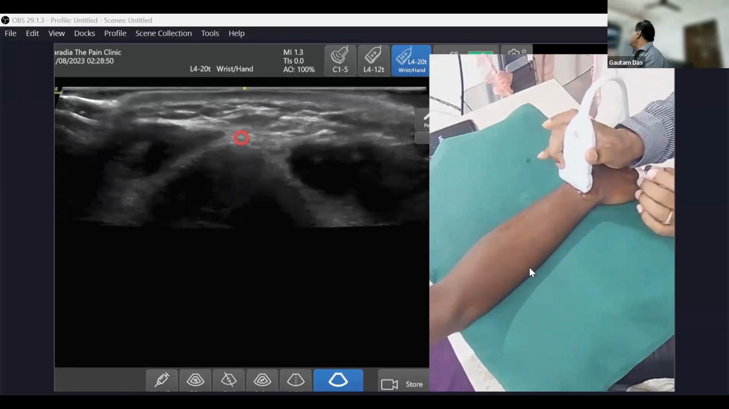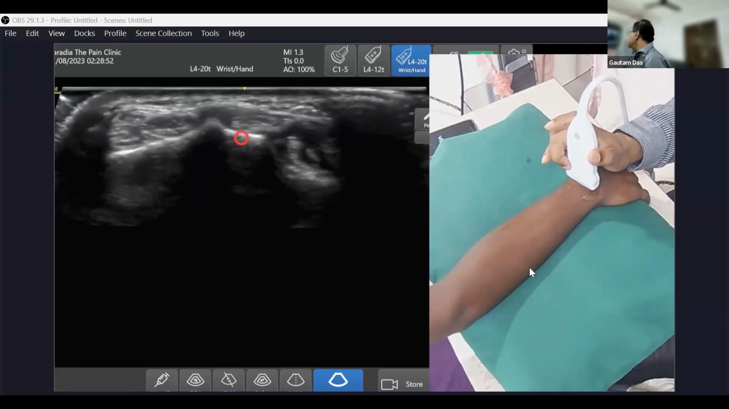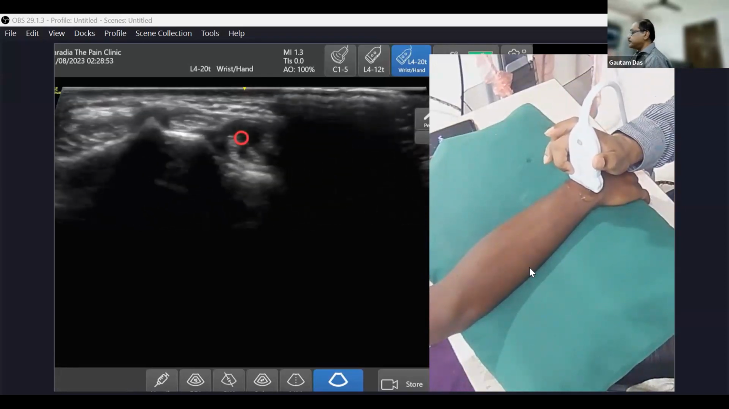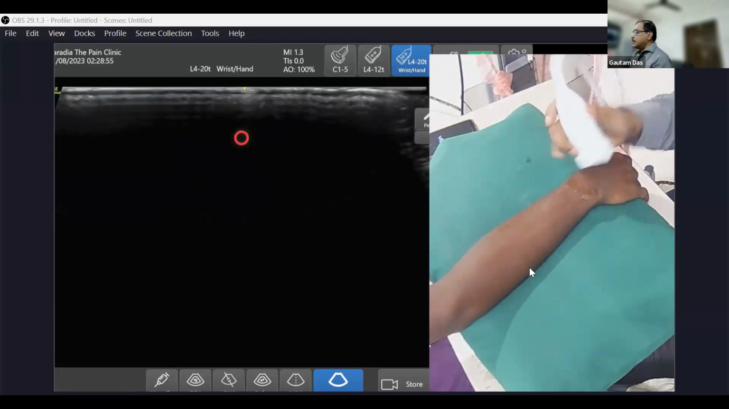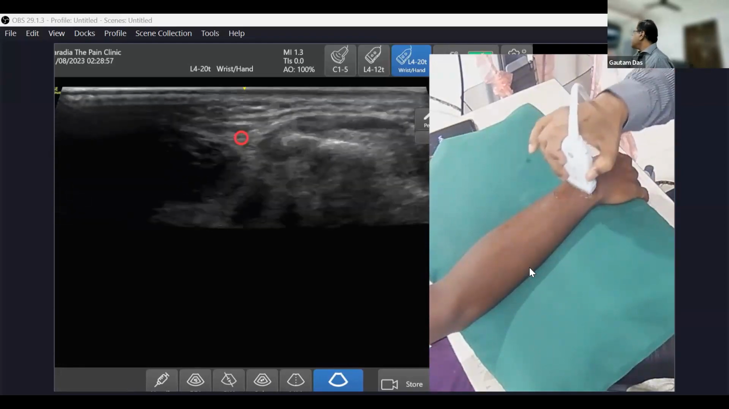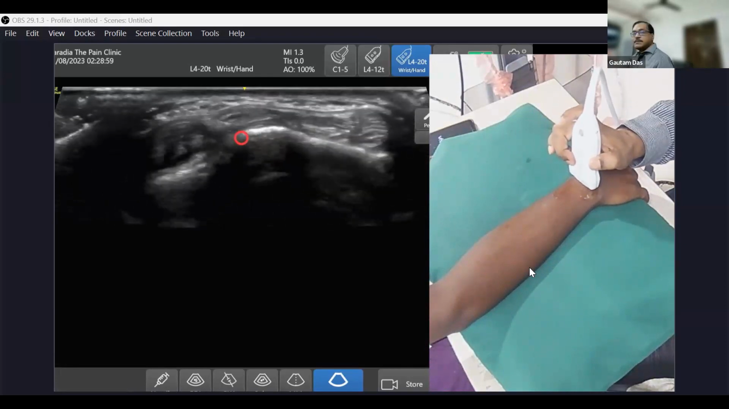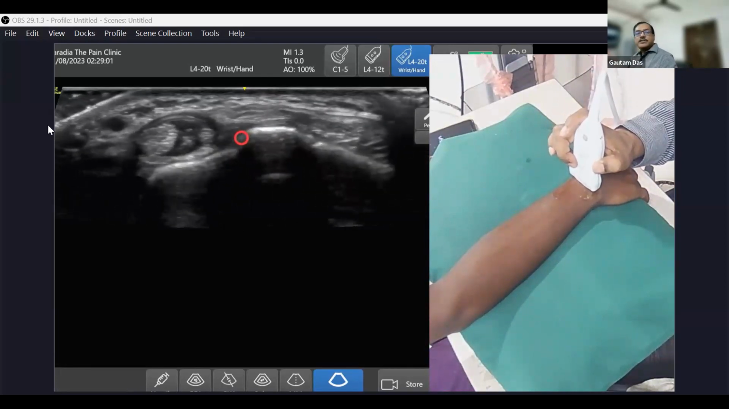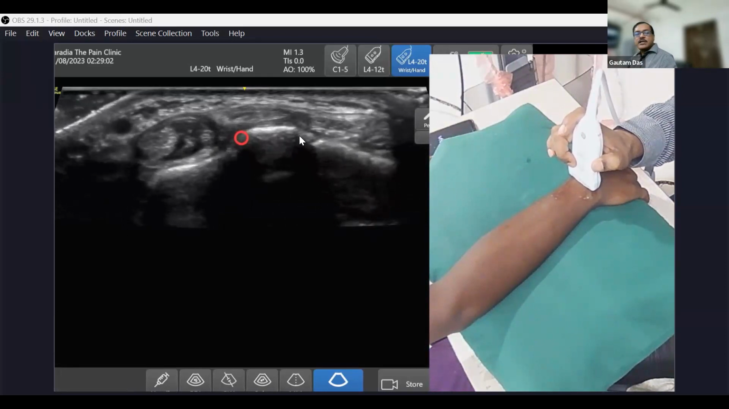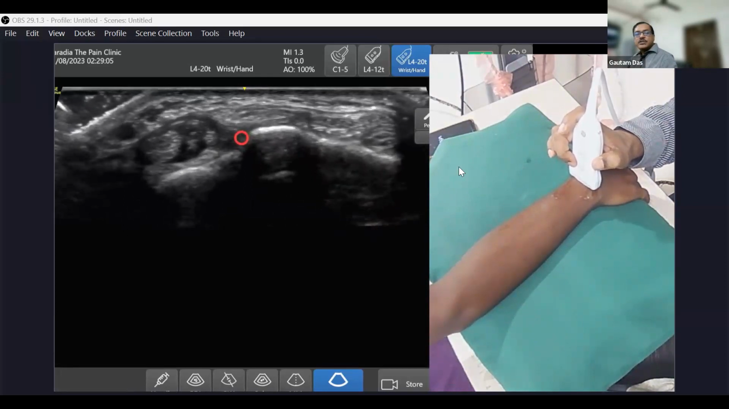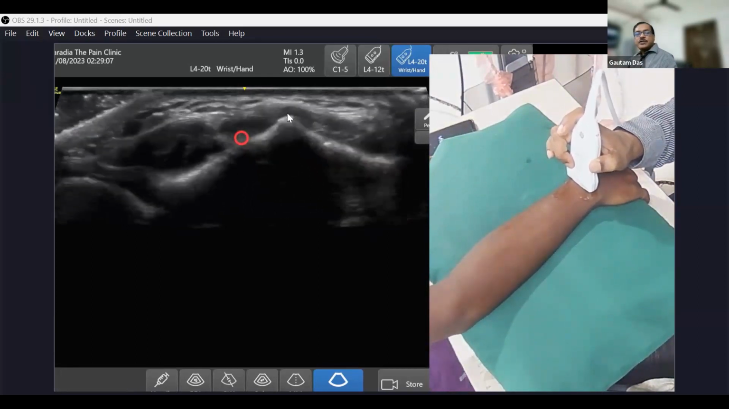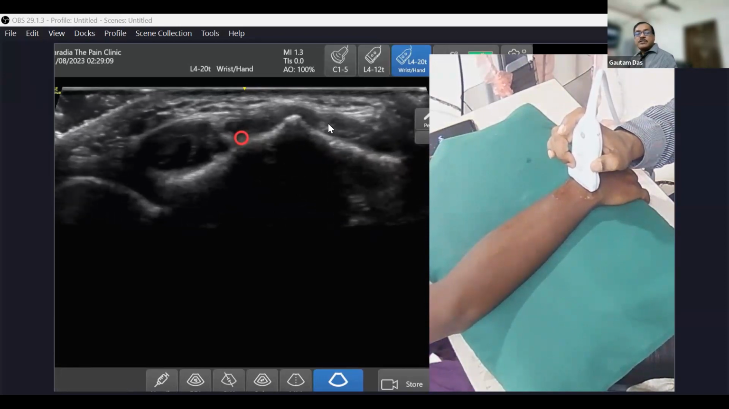So again, coming to the home page. This was your home page, Lister's tubercle. My aspect marker is towards the left-hand side. This side of the probe is your ulnar side, this side is the radial side. So this projection is your Lister's tubercle, third compartment, second compartment.